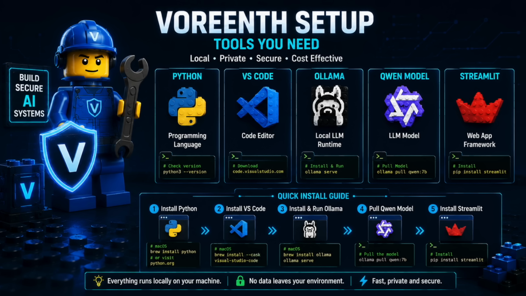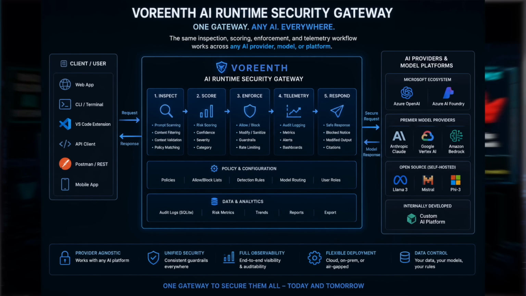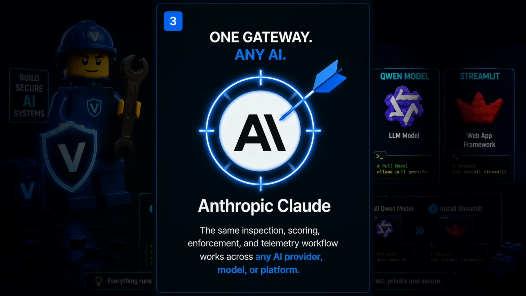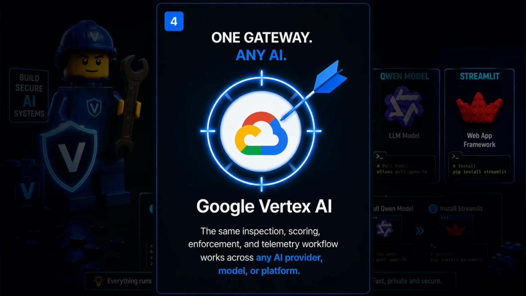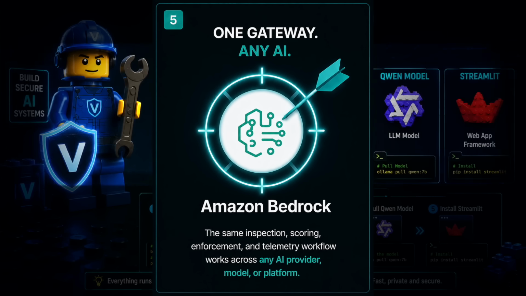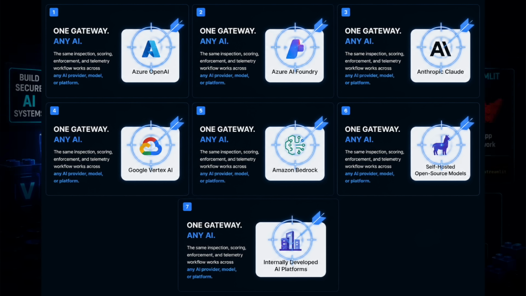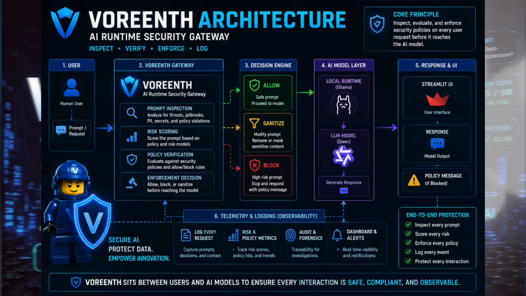Ollama is specifically being used here. However, the security pattern itself is not tied to a specific model or platform. And that's a very important distinction because the same inspection, scoring, as well as telemetry workflow could sit in front of Azure OpenAI, Azure AI Foundry, Anthropic Claude, Google Vertex AI, Amazon Bedrock, as well as self-hosted open source models, or even internally developed AI platforms. So now that the environment is ready, let's take a look at the architecture behind Voreenth.